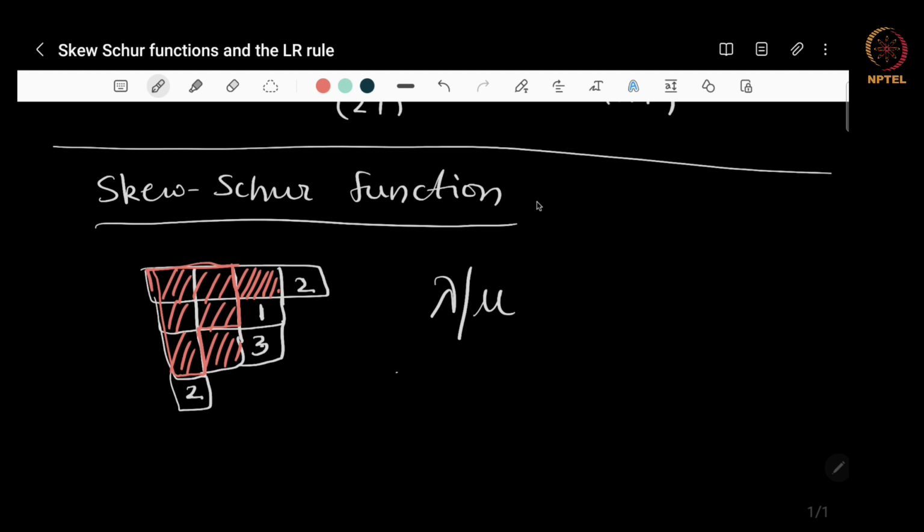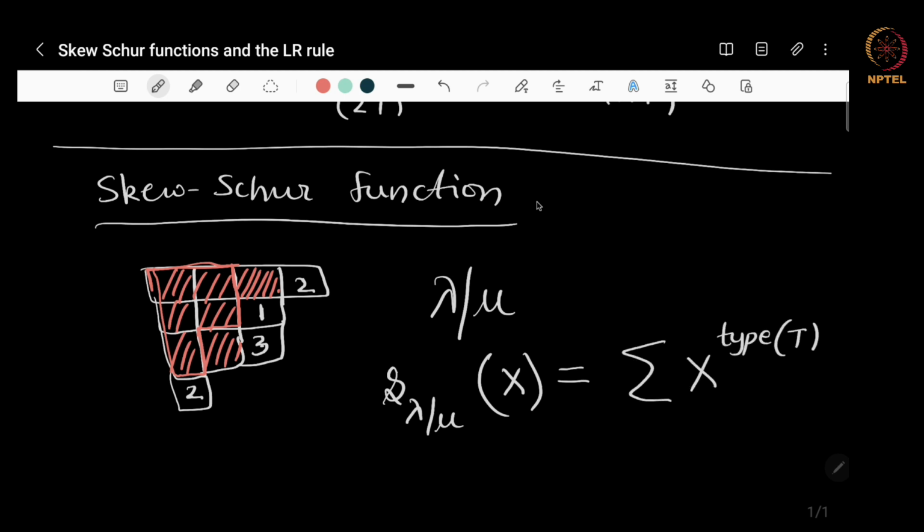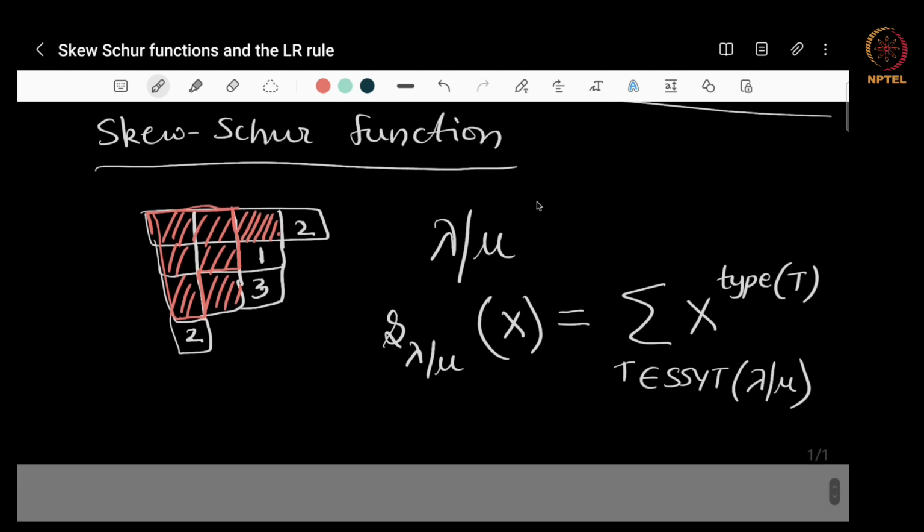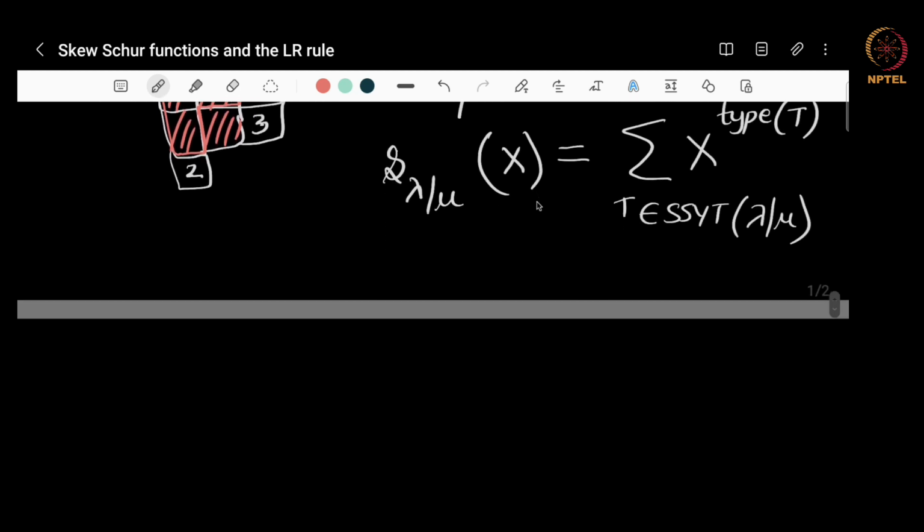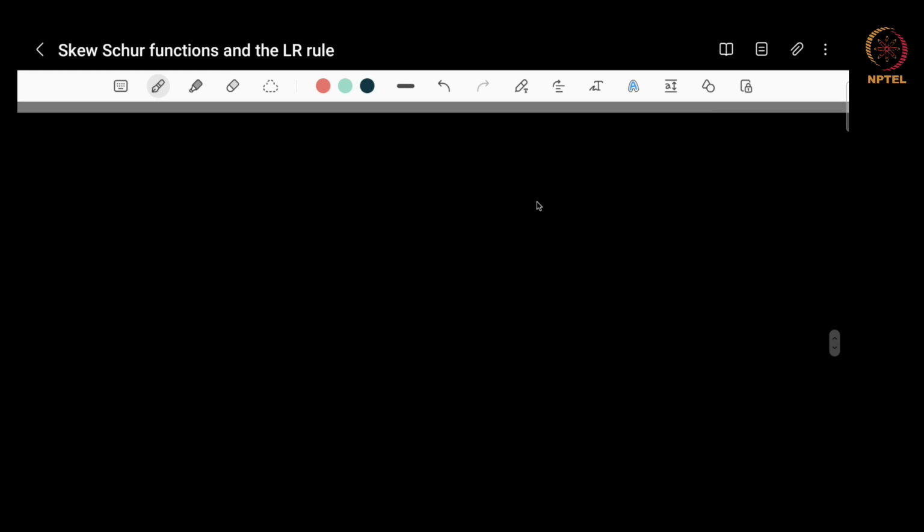So here is a very simple example, but I just wrote out one of these. The skew Schur function s_{lambda/mu}(x) is by definition: take all semi-standard tableaux whose shape is the skew shape, as it's called, lambda minus mu, or lambda mod mu. Okay, so that's the definition of the skew Schur function, and it seems like a strange thing. Why would you want to consider this?